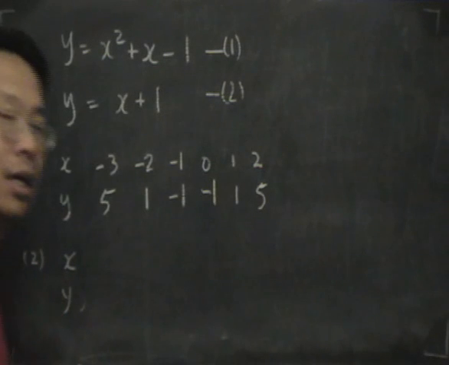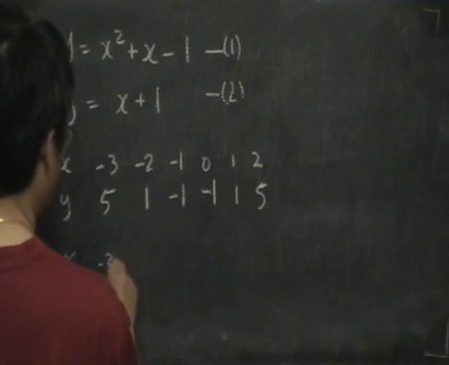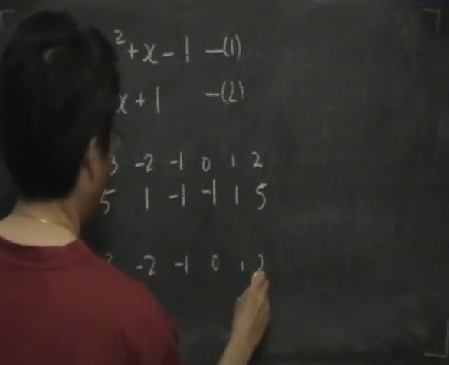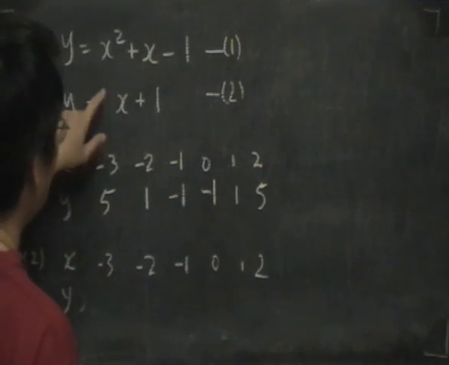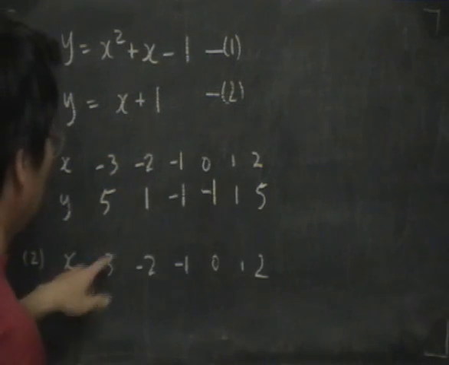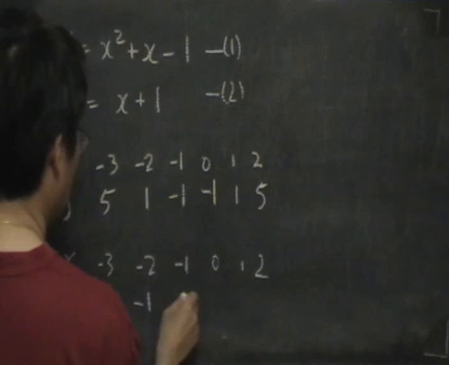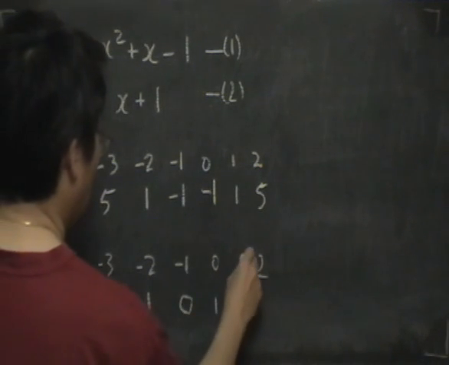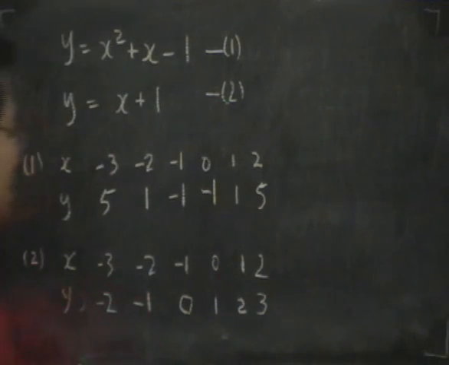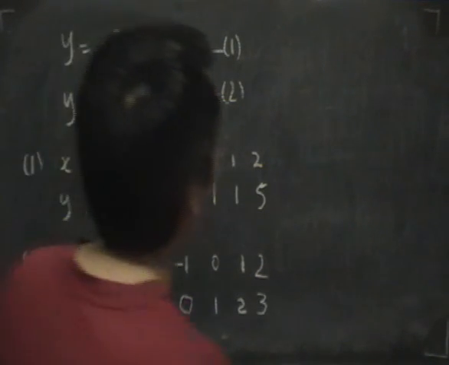Equation 2 gives another table. For the x, I'm just going to use the same set of numbers: minus 3, minus 2, minus 1, 0, 1, 2. The equation is x plus 1, so I just need to add 1 to each of these. So that's minus 2, minus 1, 0, 1, 2, and 3. There, we have both tables now, and we are ready to plot the graphs.